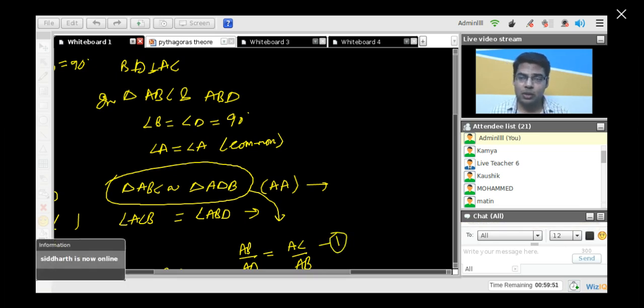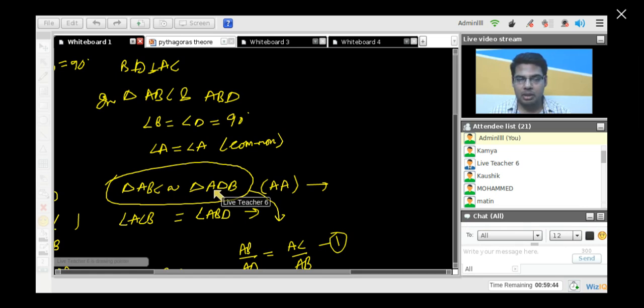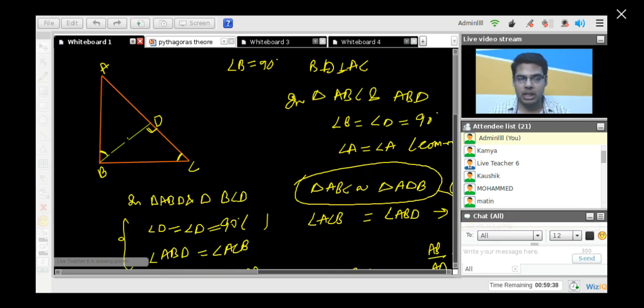So we'll just take those ratios which are required. Now here we have AB by AD equals AC by AB. So this is from the first one. From the second one, all of you can notice we have other two triangles which are also similar, that is these two triangles.